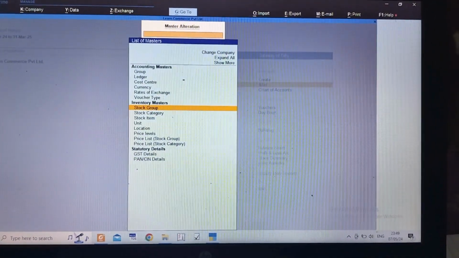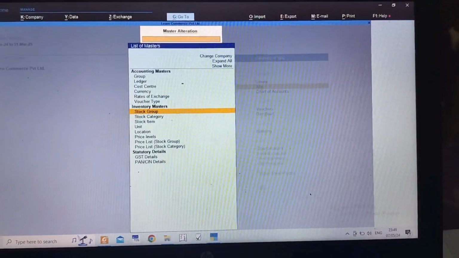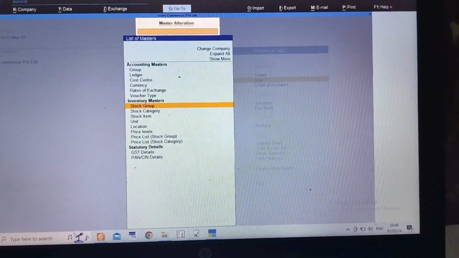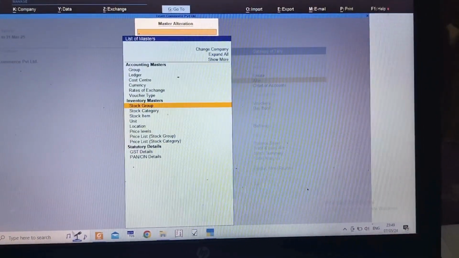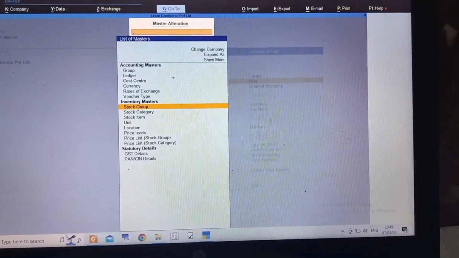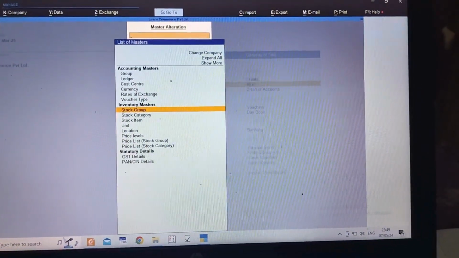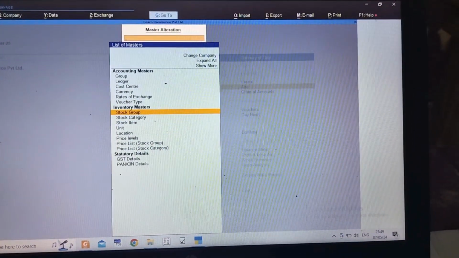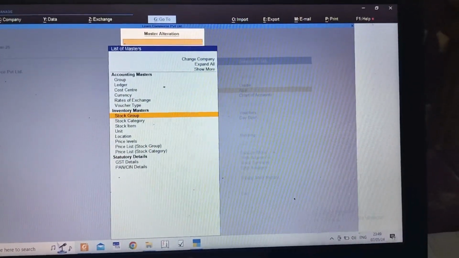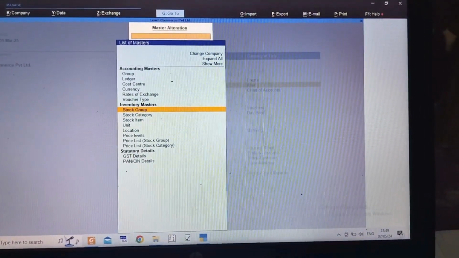So friends, we have created stock category. Category is like general, you can say, like footwear. Under footwear we have group as shoes, stock group, and then again we have stock items. So I'll be creating 2 to 3 stock items, and then we will start recording the entries.